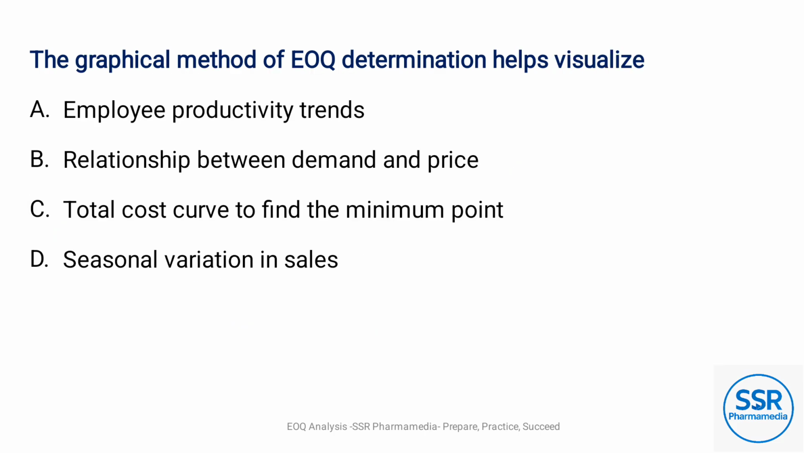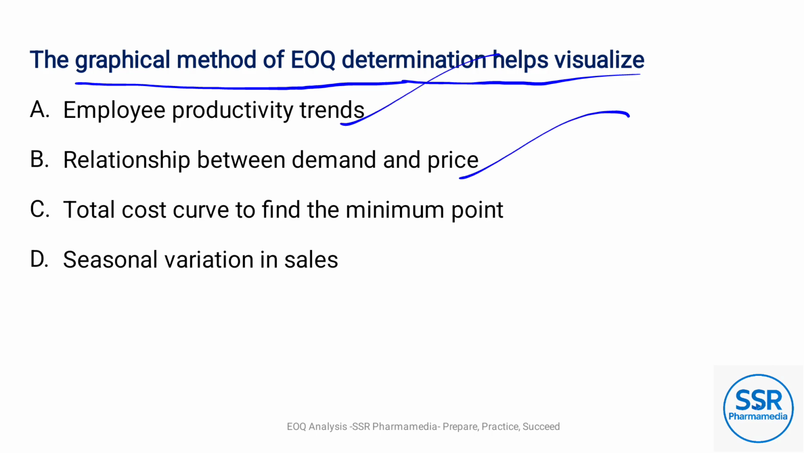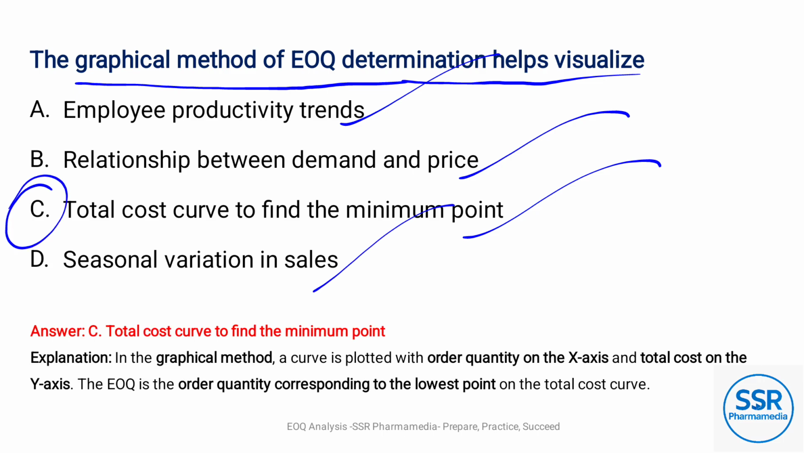So next question, the graphical method of EOQ determination helps visualize: Option A, employee productivity trends; option B, relationship between demand and price; option C, total cost curve to find out minimum point; and option D, seasonal variation in the sales. So the answer is C, total cost curve to find out minimum point.